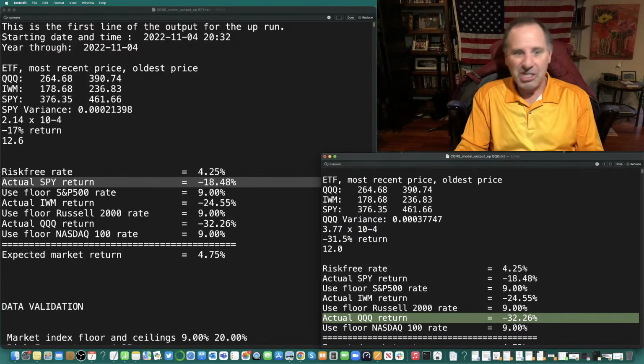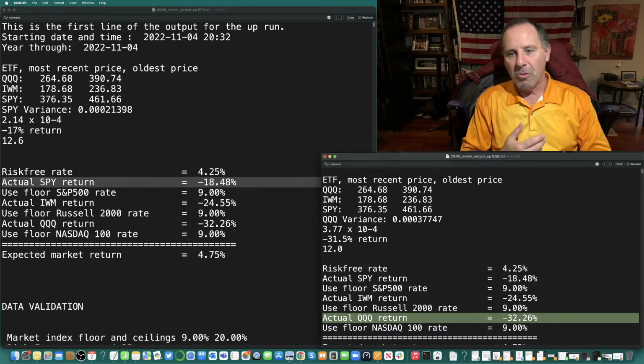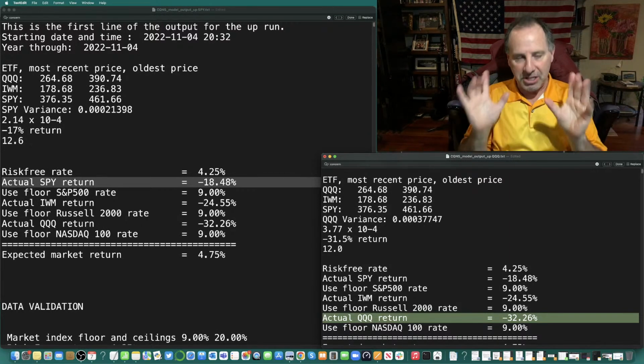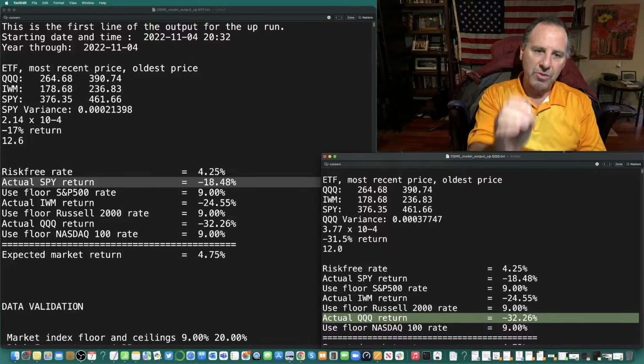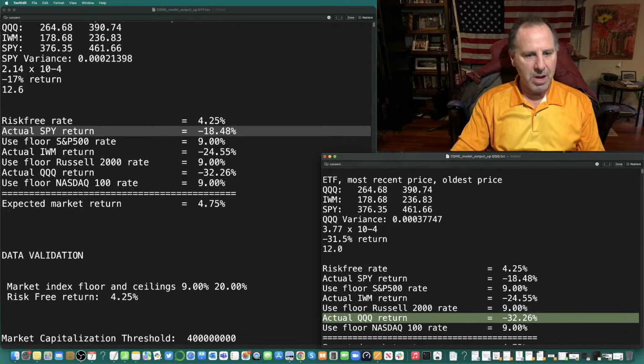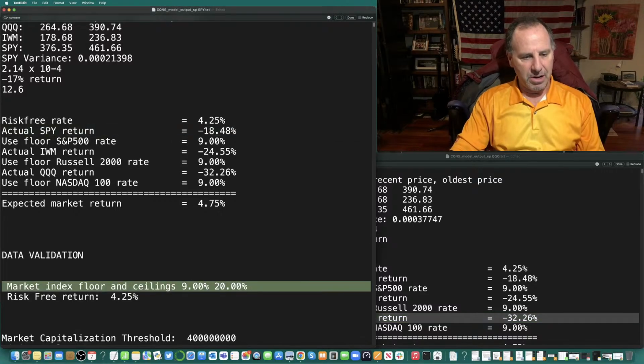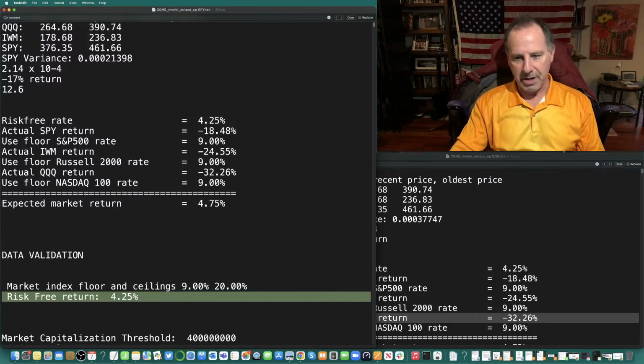So I said, let's try it both ways. I don't know, right? I don't know. We'll use the same market assumptions. 9% minimum return on risk assets, 4.25% risk-free.